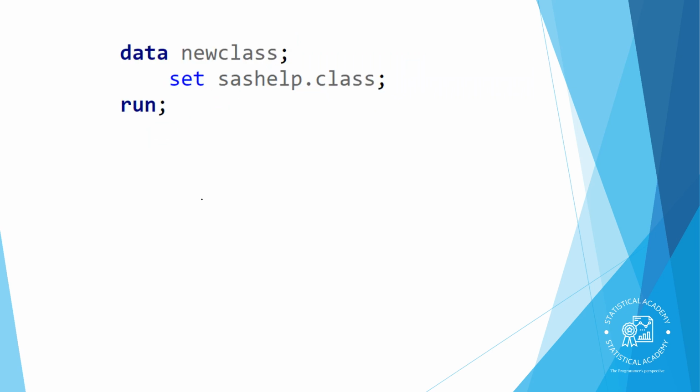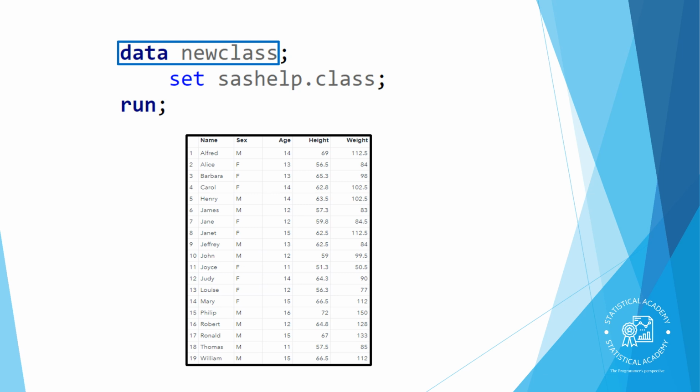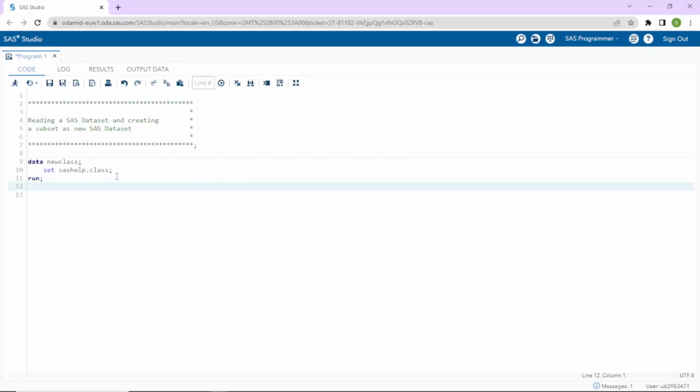In this example, the data step creates a new dataset, new class, in the work library by reading the class dataset in the SAS help library. The output dataset new class is an exact copy of class. We wouldn't write a program just to make a copy of data. This is only the beginning of the data step. Now we will see a demo.